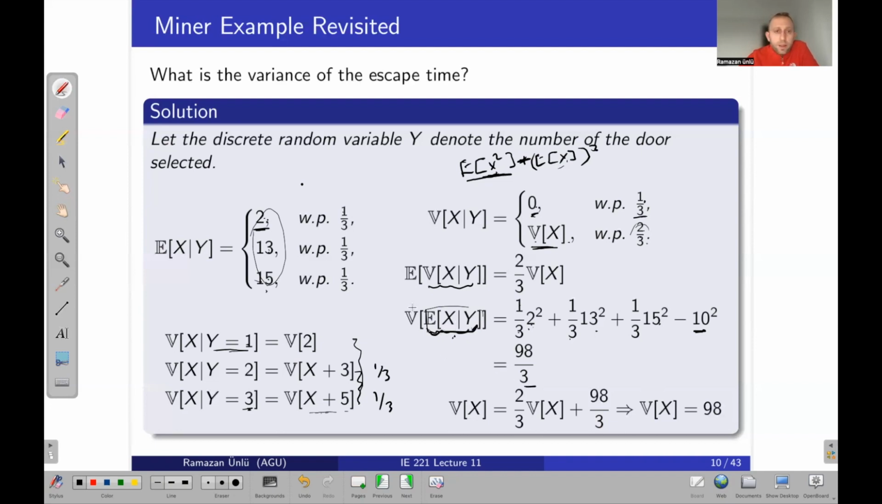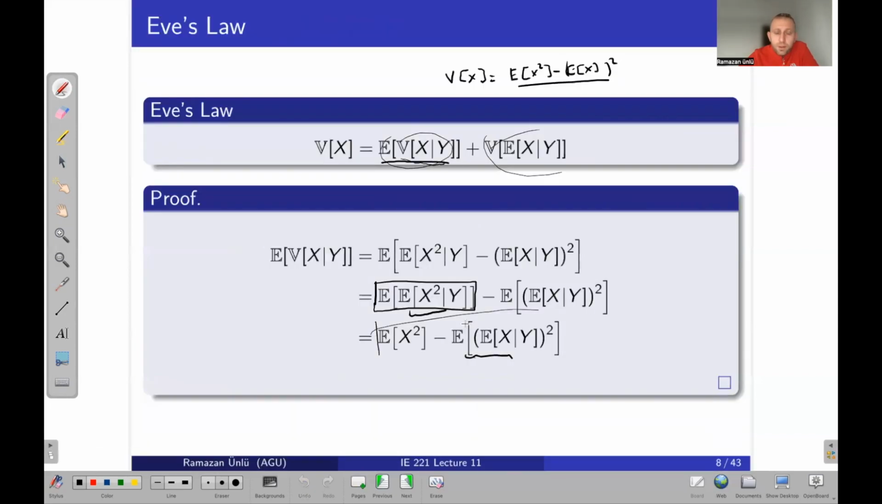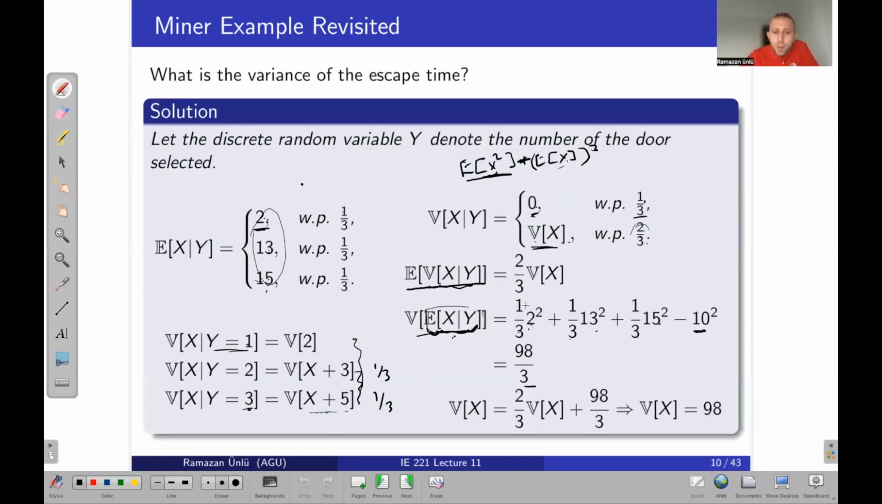So what Eve's law tells us, we can calculate the variance of x as this guy plus this guy, sorry, not minus, plus. So which is 2/3 times the variance of x plus 98 over 3, which is equal to the variance of x based on Eve's law. And that will give me the variance of x is equal to 98.